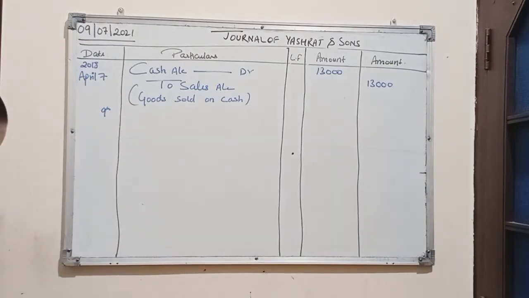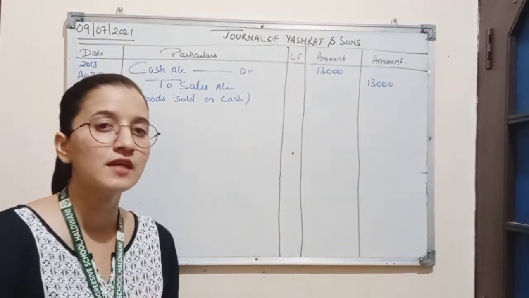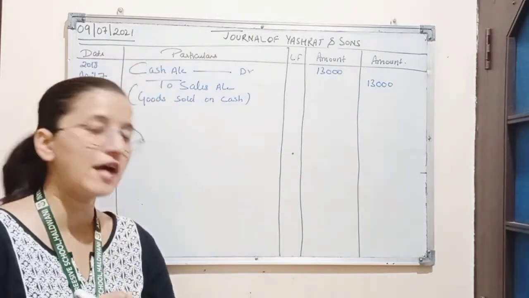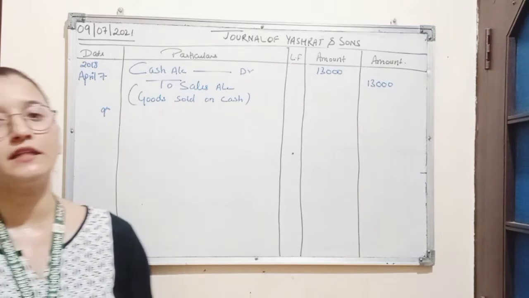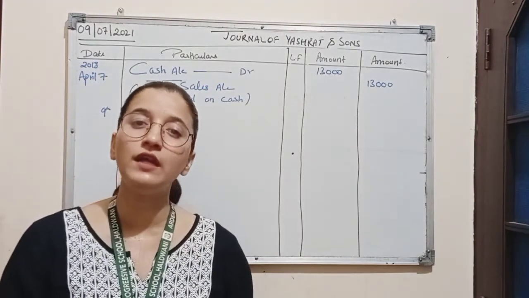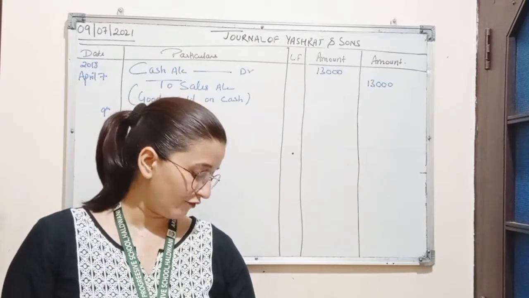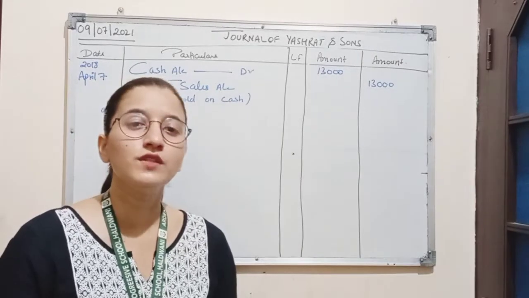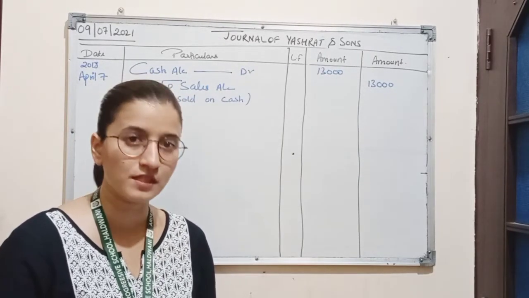Now next transaction is on 9th April. Here in this transaction, goods have been sold to Mahesh. Goods sold to Mahesh means goods have been sold to Mahesh on credit, because the term cash is not mentioned in the transaction. So we will assume that these goods are sold to Mahesh on credit. Now here again two accounts are affected. First Mahesh account and second sales account.